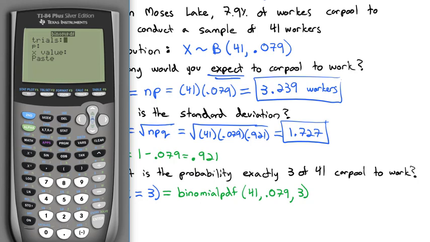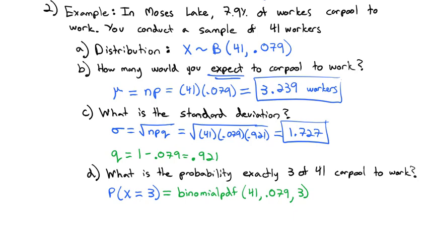Now, mine gives me the prompts. So I just have to enter in the number of trials, 41, P, the probability of 0.079, the X value, the number of successes I want, which is 3, and then I can select Paste. And what that'll do is it'll automatically type in the 41, 0.079, 3 for me. If you don't have those prompts, you can just type those numbers in with commas in between them. The comma's right above the number 7. And when I hit Enter, it's going to give me the probability that I get exactly 3 successes. The probability is 0.2304. And we will always round probabilities to 4 decimal places, 0.2304.